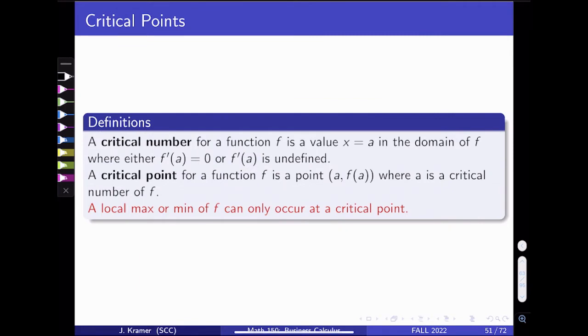So what we have then is that a local max or min of f will occur at what we call a critical point, and the way we identify a critical point is by using the first derivative. A critical number for a function f is a value x equals a in the domain of f, where either f prime of a equals 0 or f prime of a is undefined. A critical point for a function f is a point (a, f of a), where a is a critical number of f. So the idea is that a critical number will occur wherever the first derivative either equals 0 or is undefined, and then local max and mins will only occur at those critical points.